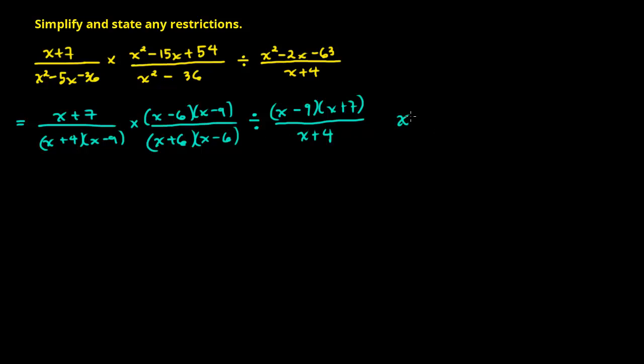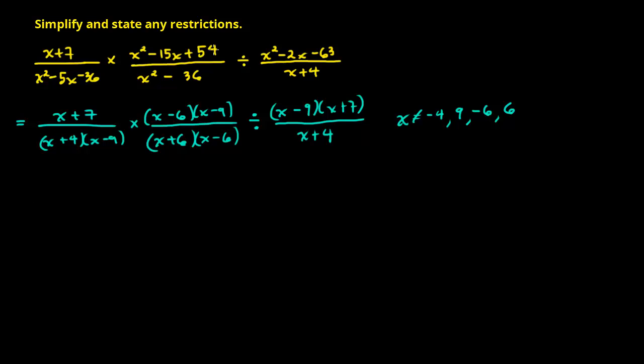So now I can write out any restrictions on my variables. In the denominator, let's see what restrictions I have. Well, if x is negative 4, I have negative 4 plus 4, which is 0. So x cannot be equal to negative 4. X can't be 9, because when x is 9, I have 9 minus 9, which is 0. X also can't be negative 6, or 6, or negative 4, but I've already written that restriction out.